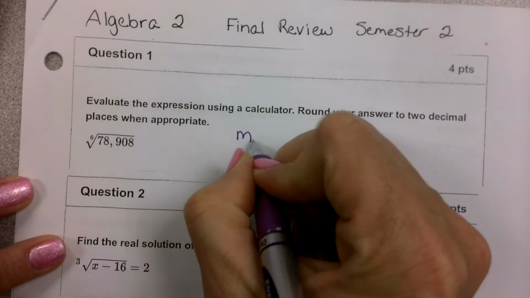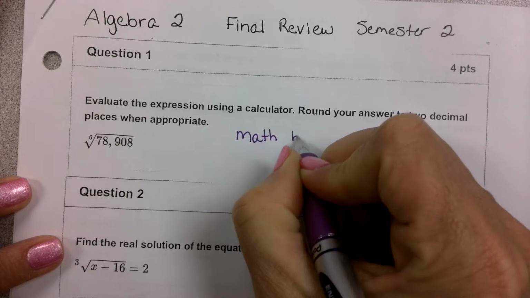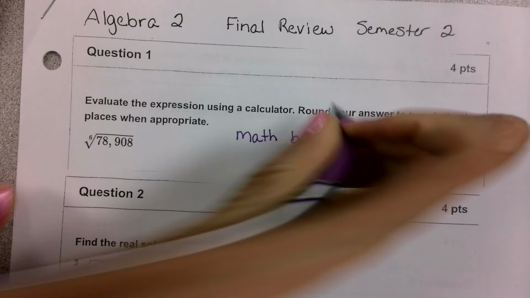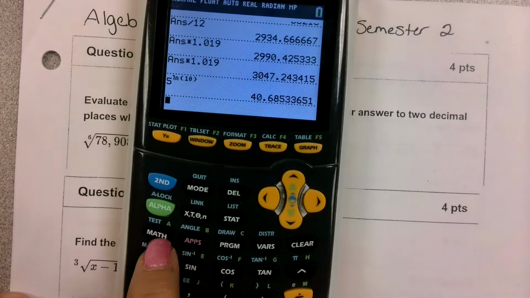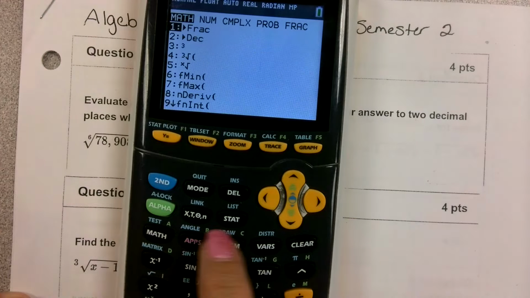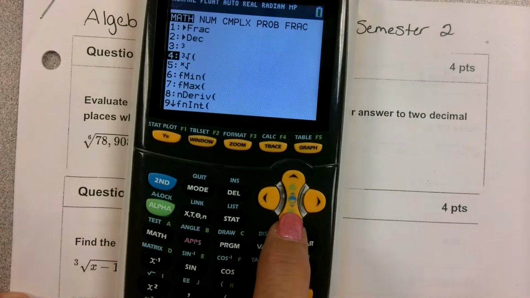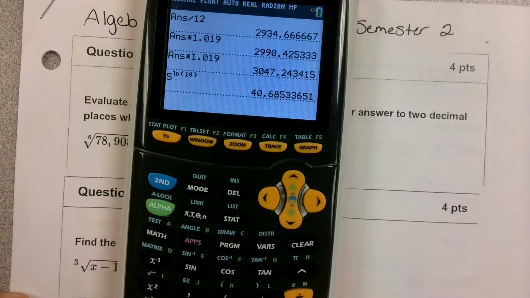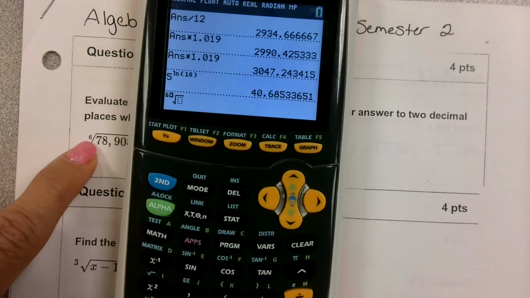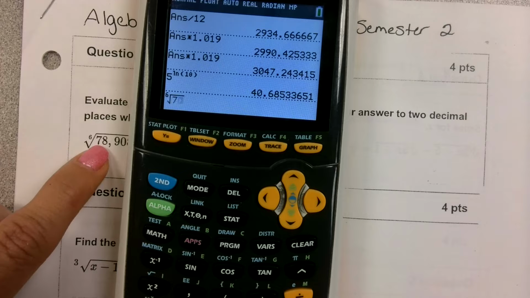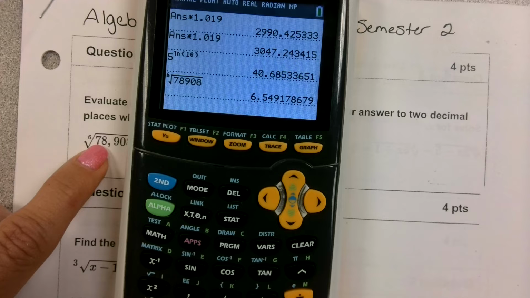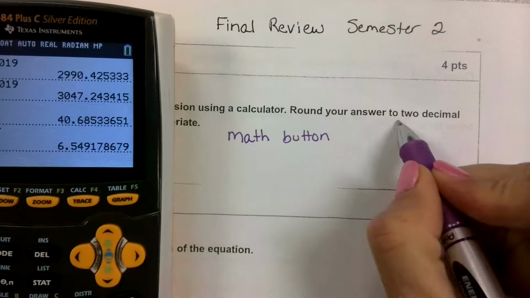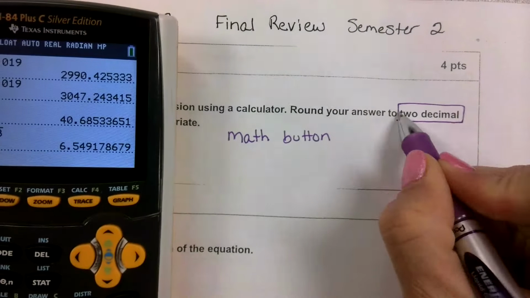If you just hit the math button on your calculator, which is right here, it says math, where'd it go? Right there. You just touch the math button and you scroll down to number 5, then you can go ahead and type in the 6th root and then 7,908. Hit enter and it wants 2 decimal places.